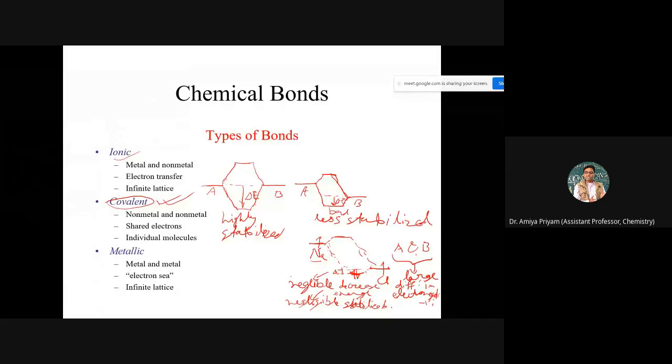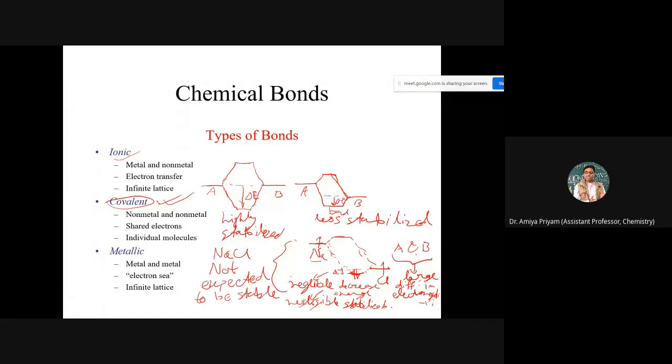But practically we see that NaCl is very, very stable. So definitely this model of bonding is not able to explain the stability of NaCl. From this point of view, NaCl is not expected to be a stable compound, right?